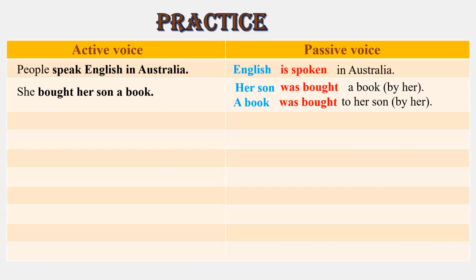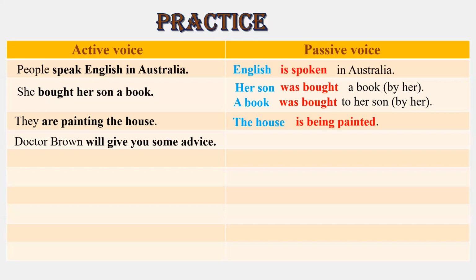Another example. They're painting the house. They are painting the house. Are painting is the verb in the present progressive. They is the subject. The house is the object. So we start with the house, which is the object. The house is being, because be is in the ing form because the verb in the active voice is in the present progressive, and then painted, which is the past participle form of the verb paint.